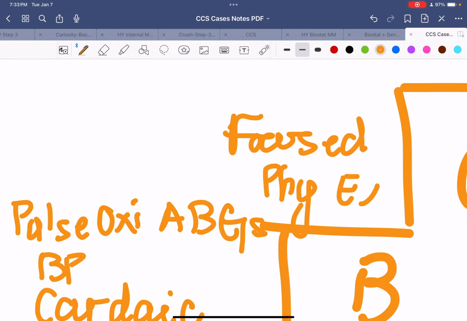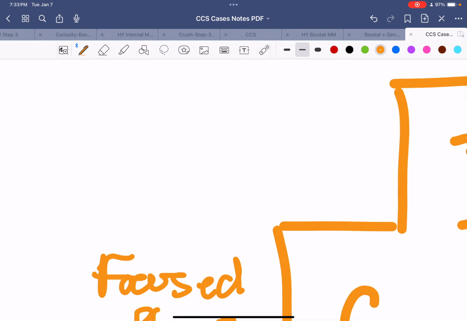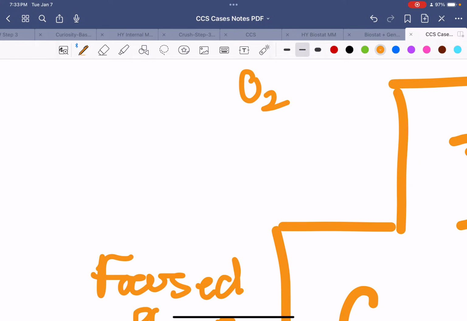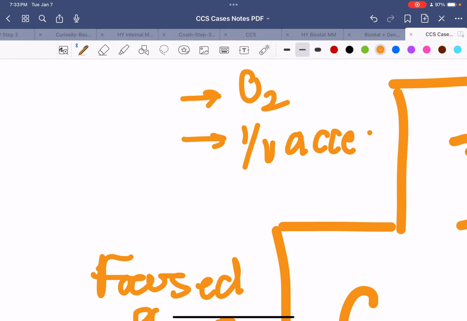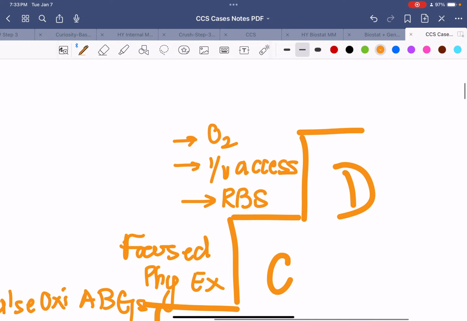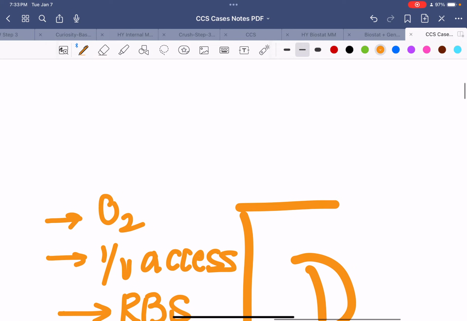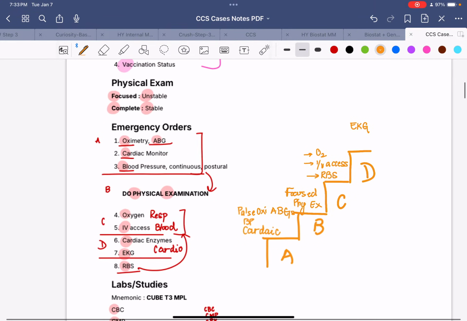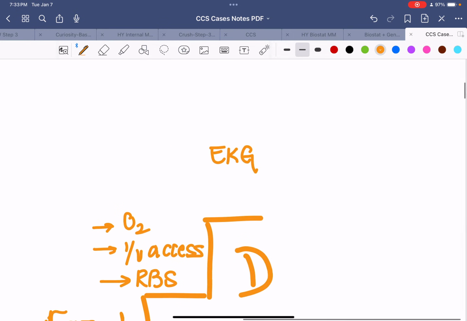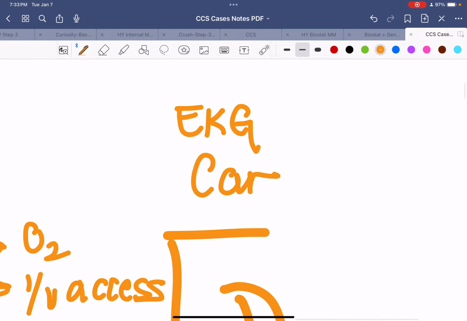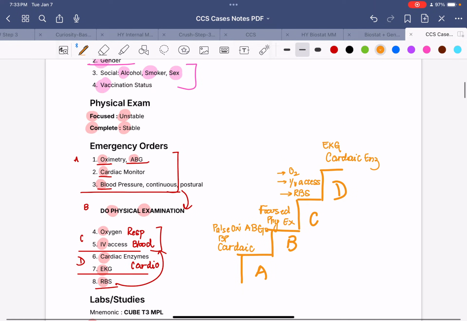Physical exam. Next comes step C, which is to take care of the ABCs, which include oxygen and IV access. Along with the IV access, we can also do a random blood sugar just to ensure that the patient is not hypoglycemic or hyperglycemic and the glucose is not causing any abnormalities. And then if the patient has some chest or cardiac cause, which can be an emergency or acute situation, then we will do an EKG along with cardiac enzymes. Okay, so these are the emergency orders that we are going to do.